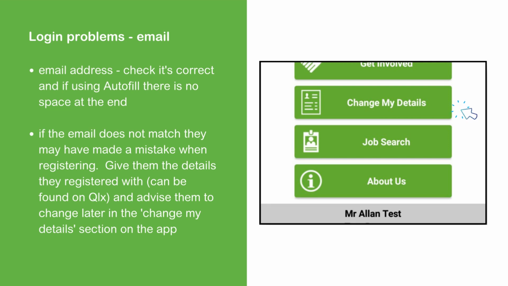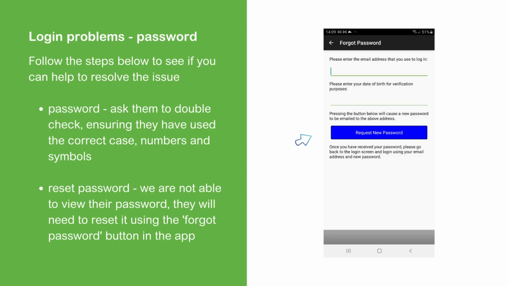Ask them to use this address and advise them to change later in the Change My Details section on the app. For issues with a password, ask them to double check ensuring they have used the correct case, numbers, and symbols. If they're still having issues, they will need to reset their password using the Forgot Password button in the app. We are not able to view or change their password.